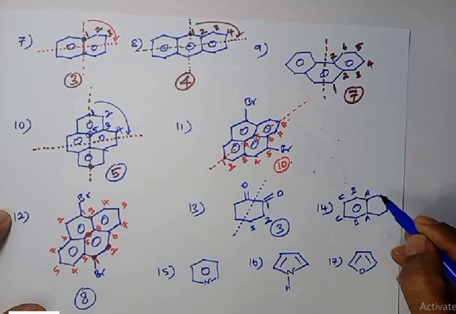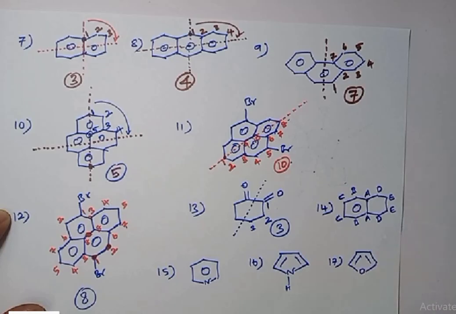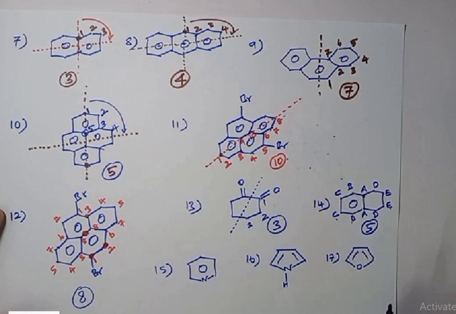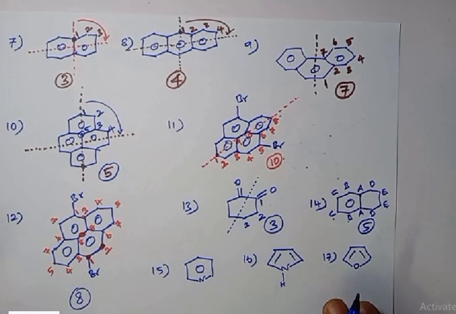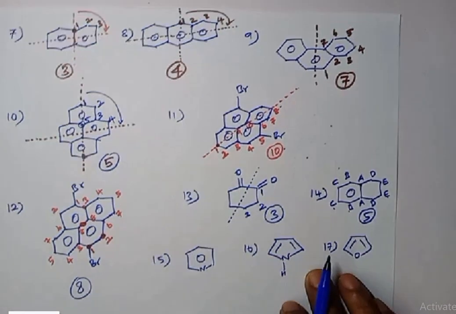Similarly here, this and this are equivalent. So, if this is D, this is also D. If this is E, this is also E. Okay, so how many signals do we get? A, B, C, D, E. So we get 5 signals in the C13 NMR spectrum of this compound. Okay, take it. Then we'll move on to this molecule.